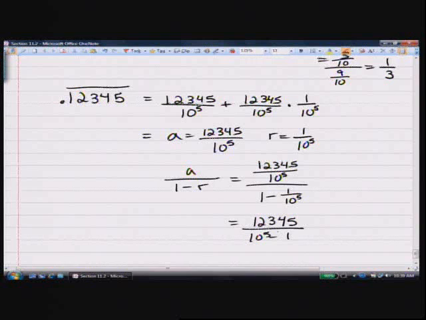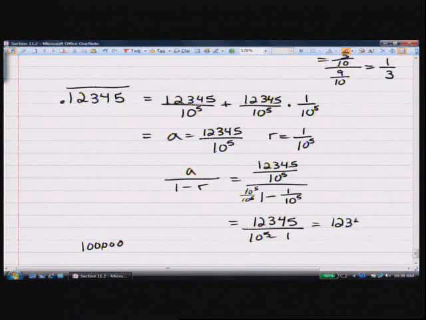It's arithmetic now. If I just get a common denominator, this is 10 to the fifth over 10 to the fifth, so this is 10 to the fifth minus 1 over 10 to the fifth, which is going to cancel with that 10 to the fifth. What is 10 to the fifth? 10 squared has 2 zeros, so 10 to the fifth is 100,000. So 1, 2, 3, 4, 5 over 100,000 minus 1, which is 99,999.